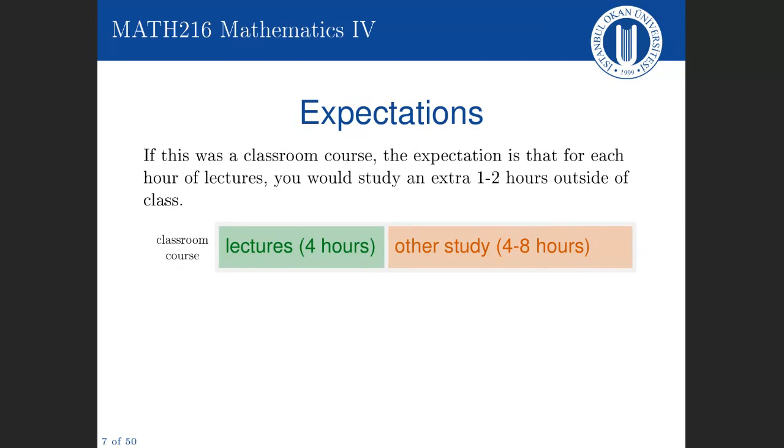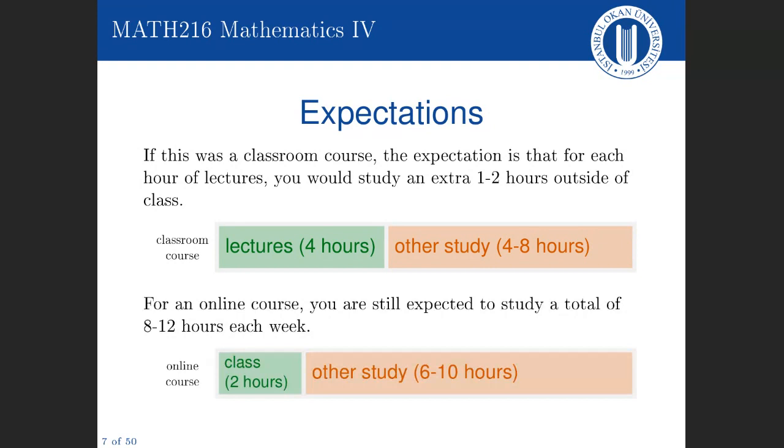If this was a classroom course, then you would have 4 hours of lectures every week. And the general rule of thumb is that for each hour of lecture you have, you're expected to study another 1 to 2 hours outside of class. So we can think of this course as somewhere between 8 and 12 hours of study each week for you. For an online course, still we're expecting you to study somewhere between 8 and 12 hours each week, but because we'll only have 2 hours scheduled in class, that means you're expected to study somewhere between 6 and 10 hours by yourself each week.